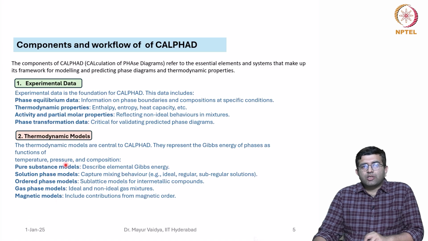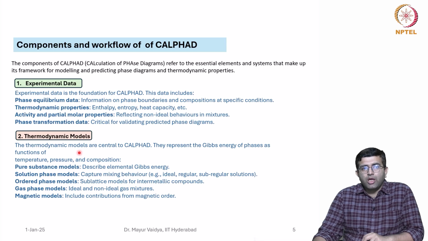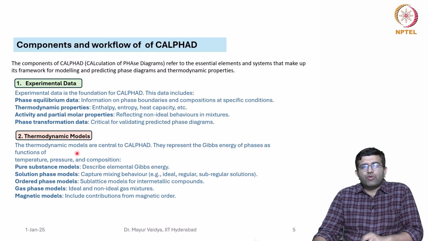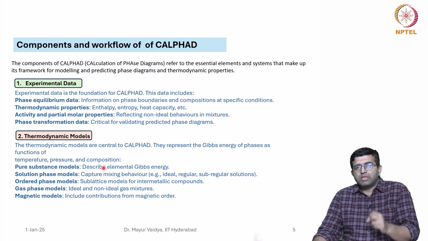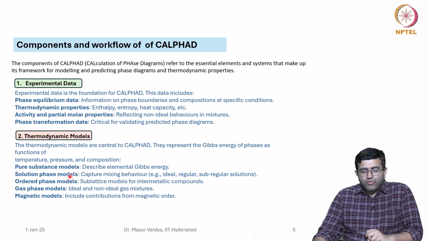Then come the thermodynamic models. They are also central to CALPHAD. They represent the Gibbs free energy of phases as functions of temperature, pressure and composition. And there are different thermodynamic models. First is the pure substance models, that means they describe the elemental Gibbs free energy, the pure elements' Gibbs energy. Solution phase models capture the mixing behavior: ideal, regular, subregular and so on.